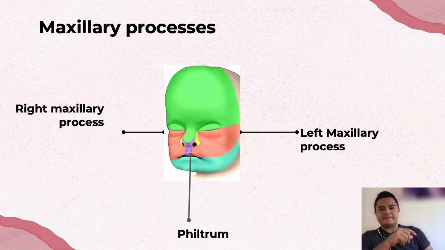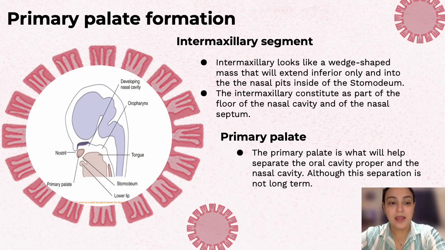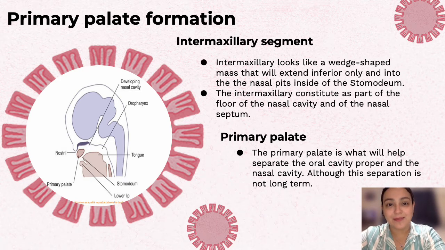the palate. In order to understand palate development, we need to understand that it's broken up into three different categories. The primary palate from the 5th to 6th week, the secondary palate from the 6th to 12th week, and the palate completion at the 12th week, where everything fuses together. The intermaxillary segment forms at the 5th week of formation, and it looks like a wedge shape. It's going to occur right here, and it serves as a partial floor to the nasal cavity and the nasal septum. This is going to lead to the primary palate, and at this point the primary palate is going to be separated by the oral cavity and the nasal cavity.